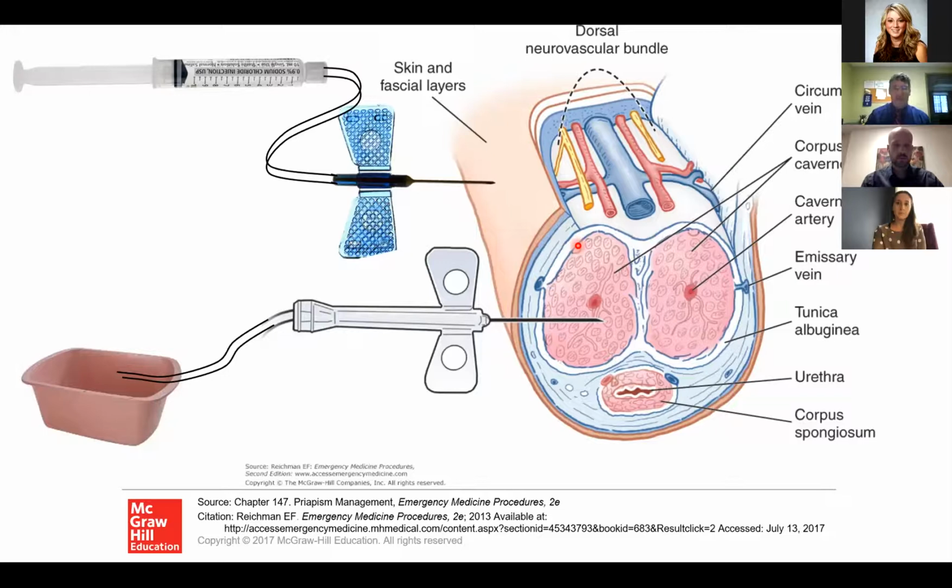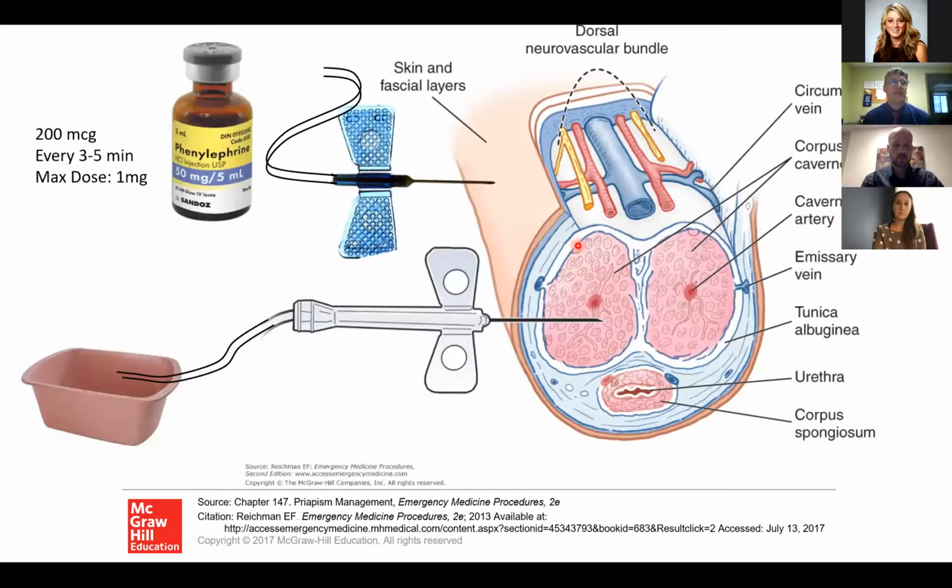The third technique to use, you've got simple aspiration, and you've got irrigation with aspiration. The third technique is injection of sympathomimetics or vasoconstrictors into the corpora cavernosa. I should have removed this needle from the slide because it's not an aspiration technique. You just simply inject some sort of vasoconstrictors into the corpora cavernosa. For whatever reasons, and there's not a lot of literature on this, phenylephrine has emerged as the preferred vasoconstrictor. The recommended dose is 200 micrograms.